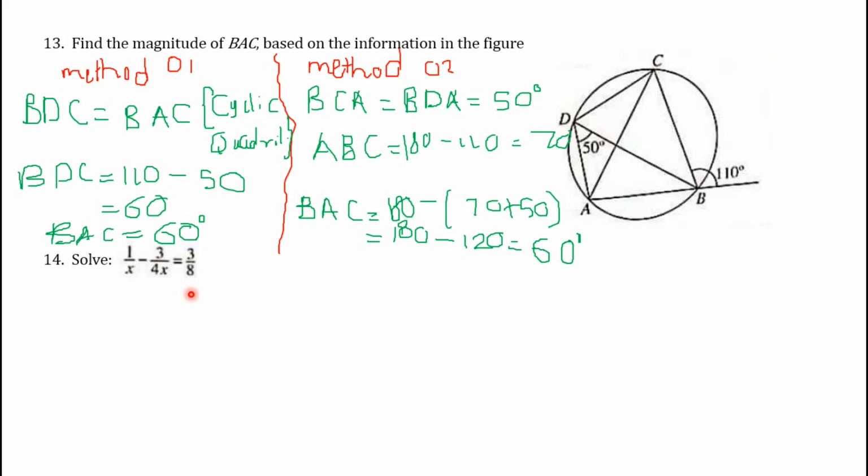Solve 1 over x minus 3 over 4x, that will be equal to 3 over 8. When you take a look clearly, you can see the operator is minus, which means you should make the denominators equal and then you can do the calculation. You should multiply this fraction by 4, both the numerator and the denominator. You will get 4 over 4x, because you multiply this fraction by 4, minus 3 over 4x, that equals 3 over 8. When you subtract 4 minus 3, you get 1 over 4x. So 1 over 4x will be equal to 3 over 8.